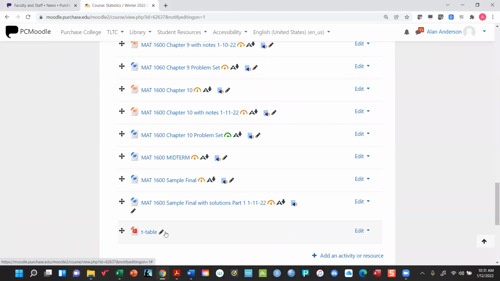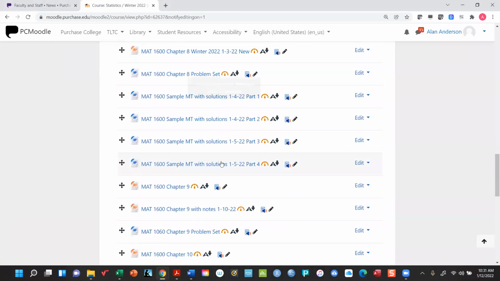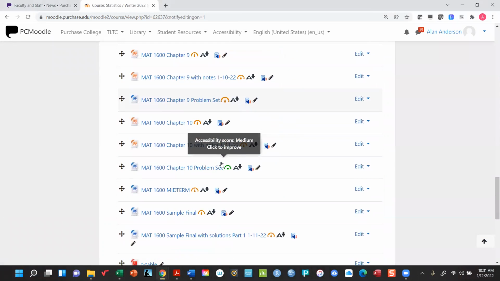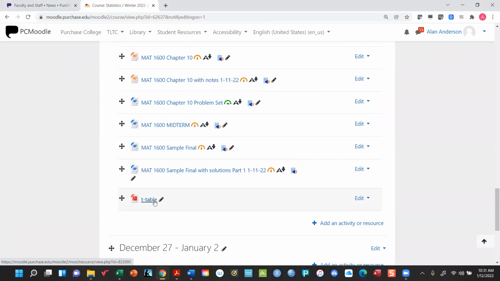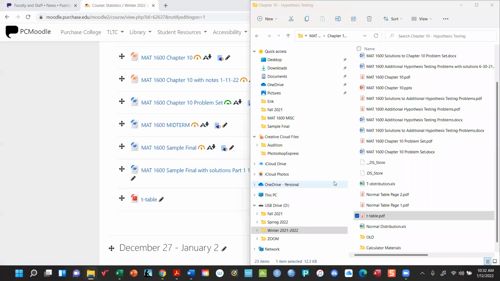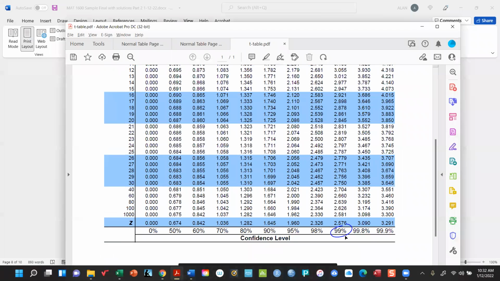Okay, well, it's down here in the bottom now. I mean, it should be up here with the normal tables, but yeah, I should have posted it on the same day I posted chapter 9, but here it is. Okay, so when you open it up, just be aware that for confidence intervals, you can look in the bottom.